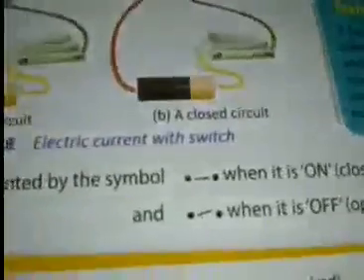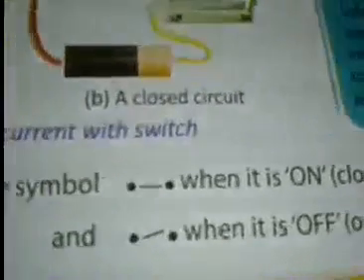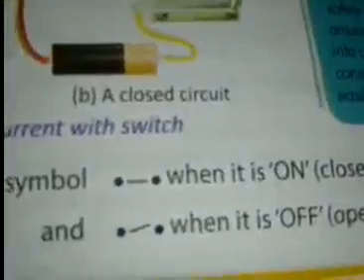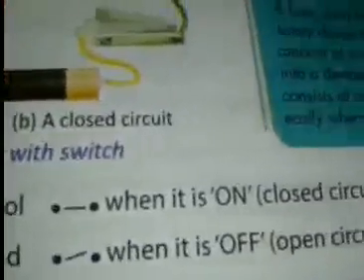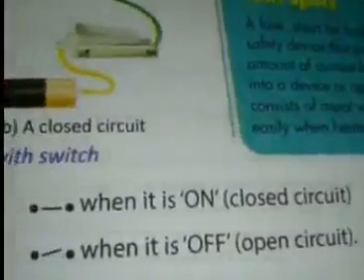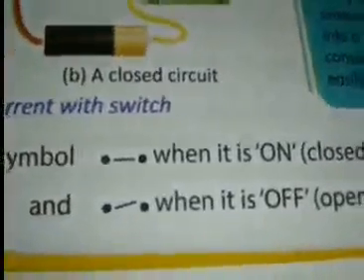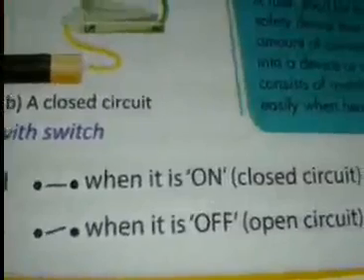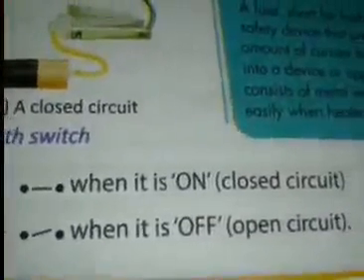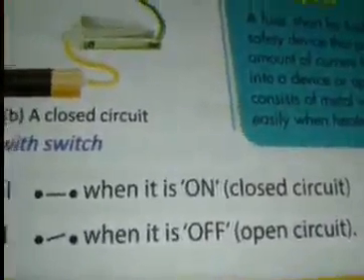Now let us understand the symbols. When this is the symbol on the top, with dots and a line joining the dots, it is the on position, the closed position of the switch, and current is going to flow. And when these are two dots and the line is not joining them, it is the off position of the switch, or the incomplete circuit, so no current is going to flow.